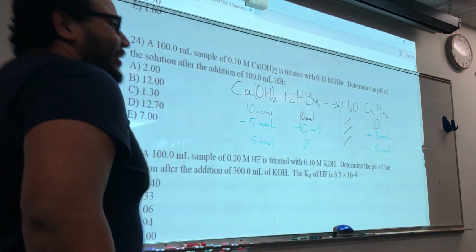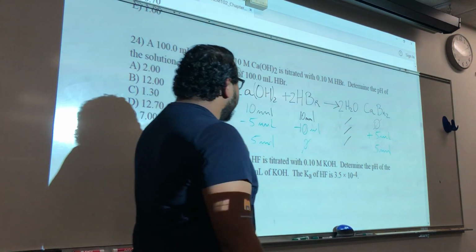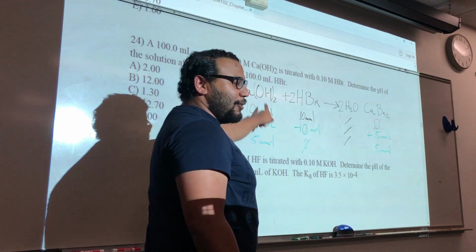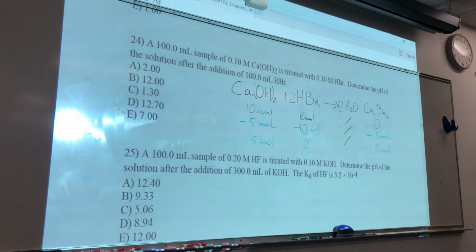Do that one more time. So this is 5 moles of calcium hydroxide, but not 5 moles of hydroxide. Do you see that? Within hydroxide, we have 2 moles. Yeah, so it's going to change.